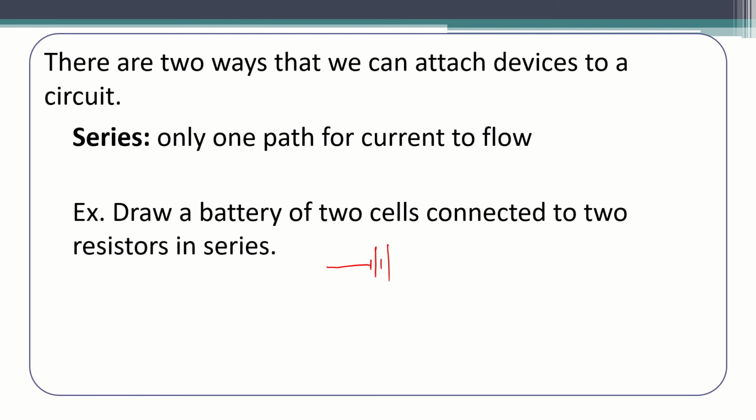And then we have it connected to 2 resistors in series. So let me draw one resistor here. In series means one after another. So this is going to be 1, my R1. Okay. And then I'm going to draw another one down here. This is going to be my R2.